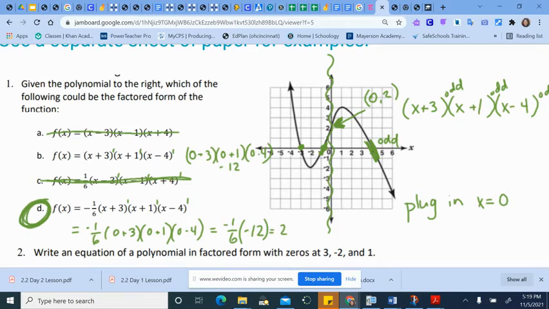Now, you and I have talked about it before. Because this end on the right goes down and to the right, we know that the front of this thing has to be negative. So between B and D, D was the only one that would work anyway.